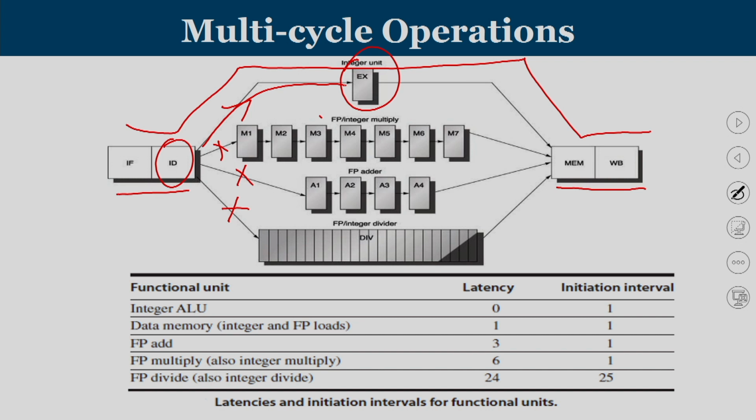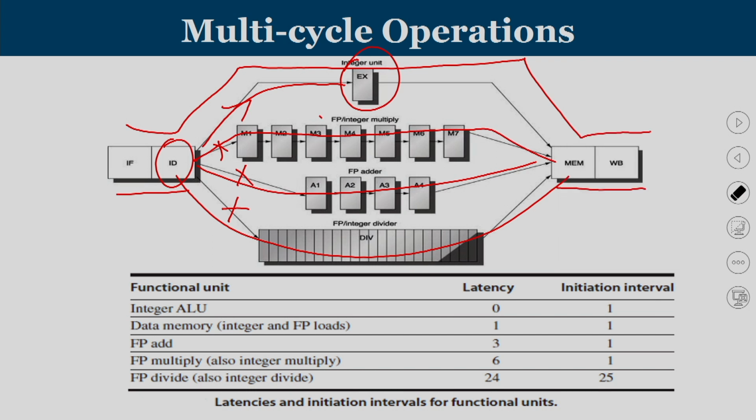The output of the ID stage, you have to put the values inside the ID EX register. You have another pipeline register which is called the ID M1 register. If it is a multiplication operation, rather than sending to EX, it has to pass through this channel. If it is a floating point adding or subtraction operation, then it will be carried out through this channel. And if it is a division operation, it is going to be carried out through this channel.